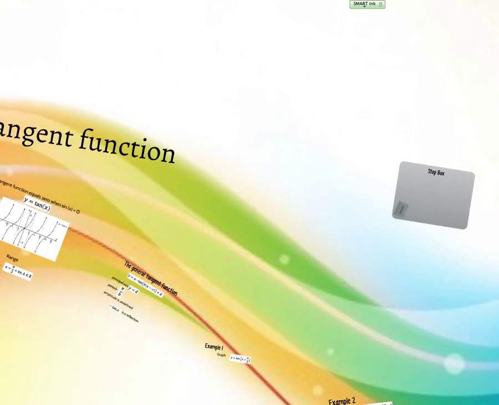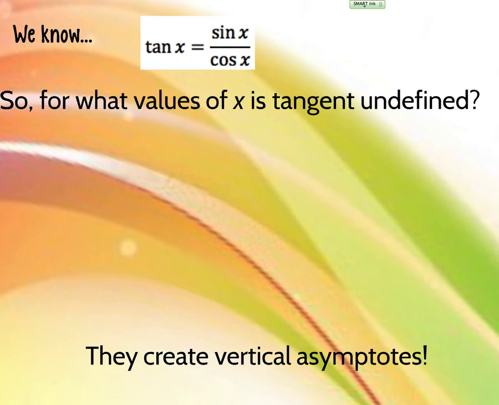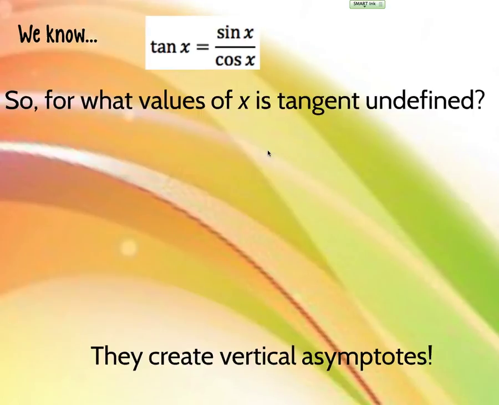So then we gotta talk about tangent for a second here. We know that tangent is sine divided by cosine. So when we divide something, there's this opportunity for our function to be undefined. So for what values of x is tangent undefined? In other words, what can't we divide by? We cannot divide by 0. So when cosine of x equals 0, then we have tangent being undefined.